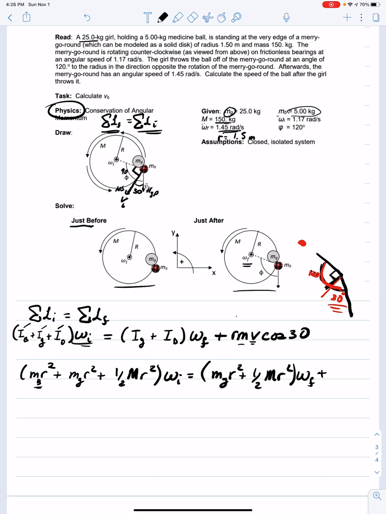plus r times mass times velocity times cosine theta, cosine 30.